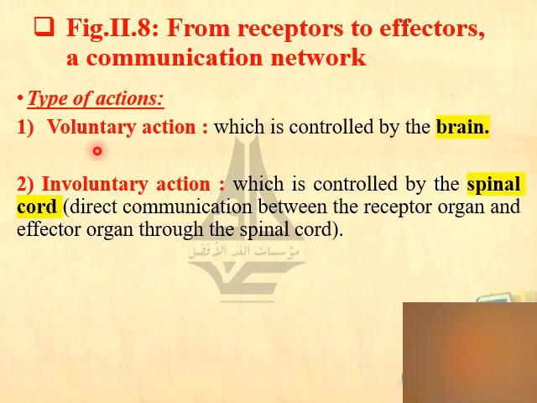As I said before, we have voluntary action, which is controlled by the brain and which takes place when we are completely conscious, okay? And involuntary action, which is controlled by the spinal cord and takes place unconsciously and without thinking. And in the case of involuntary action, as you've noticed, we have a direct communication between the receptor and the effector organs, which is through the spinal cord and not through the brain.